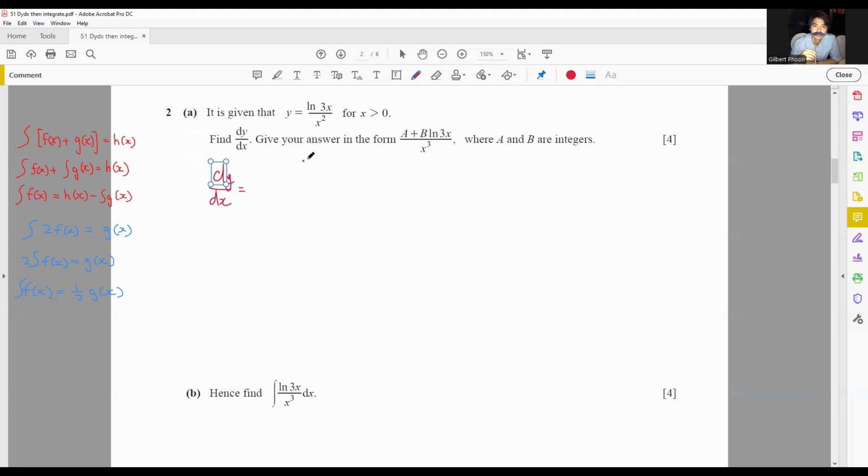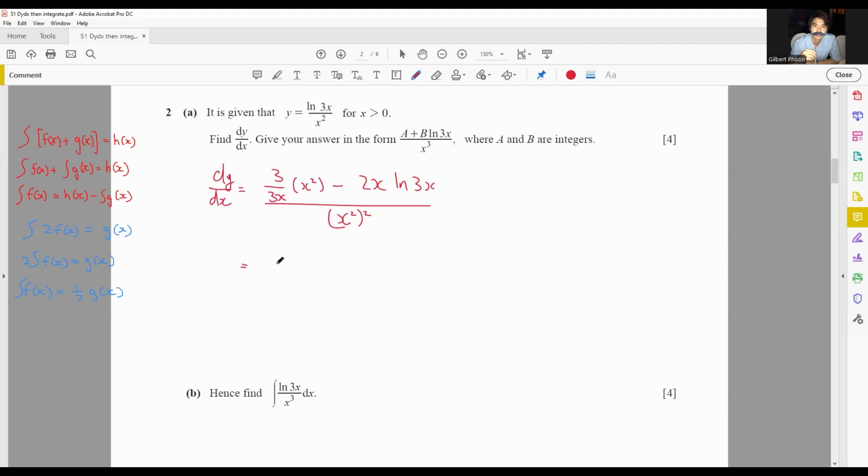dy/dx is actually equal to differentiating ln 3x. You would have gotten 3 over 3x. Then copy the right, x squared, minus differentiate bottom, you have 2x. Copy the top, so ln 3x. All over the bottom squared, so you have x squared to the power of 2, right?